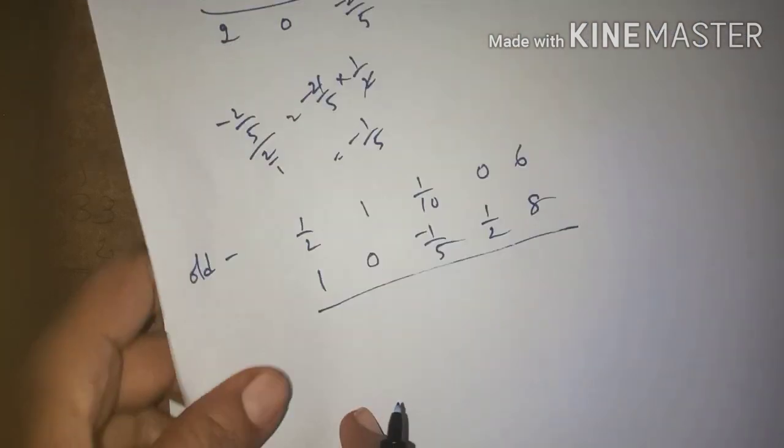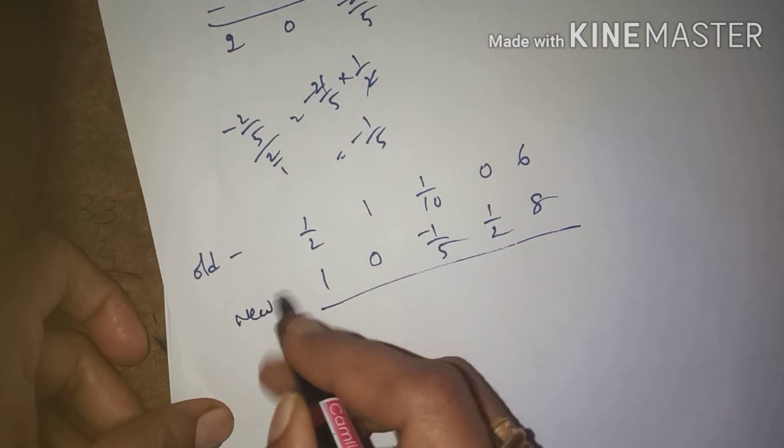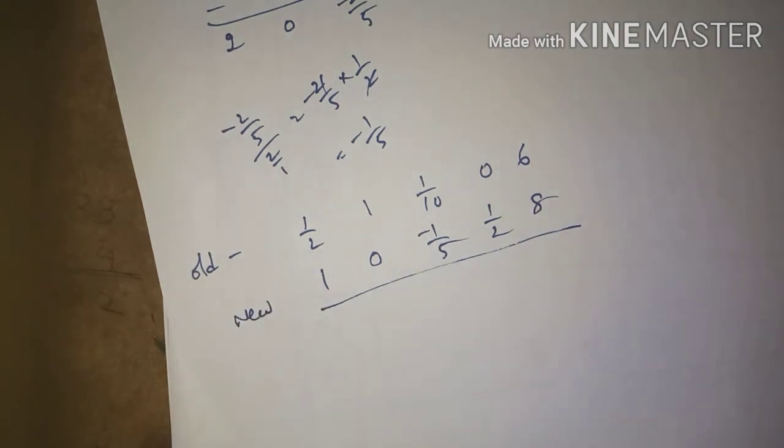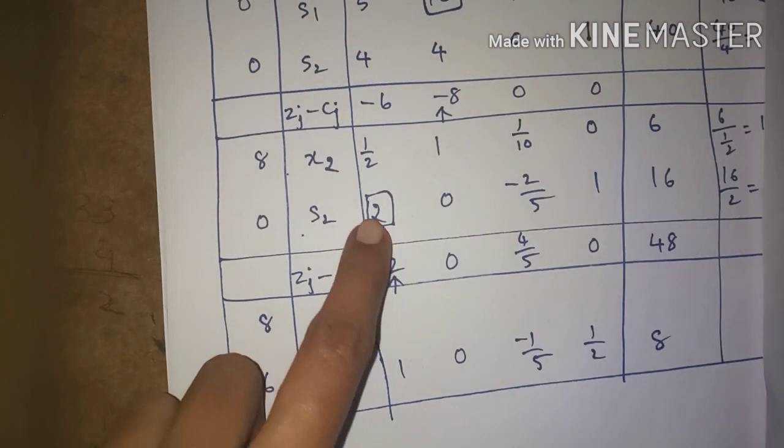Now this is the old row, this is the new row. Old row means whatever element we are going to convert into 0. Now the new row is the row where we converted the pivot element into 1. Now in which place we have to get 0?